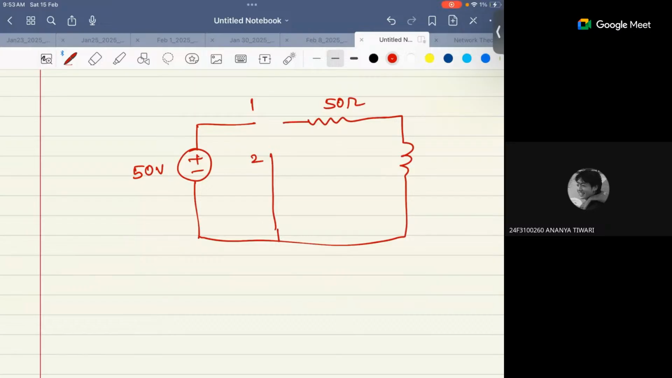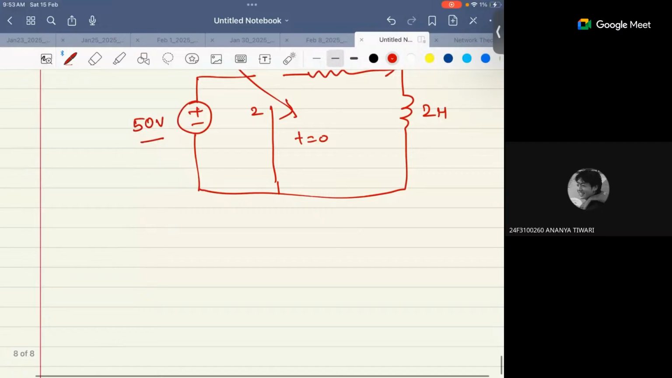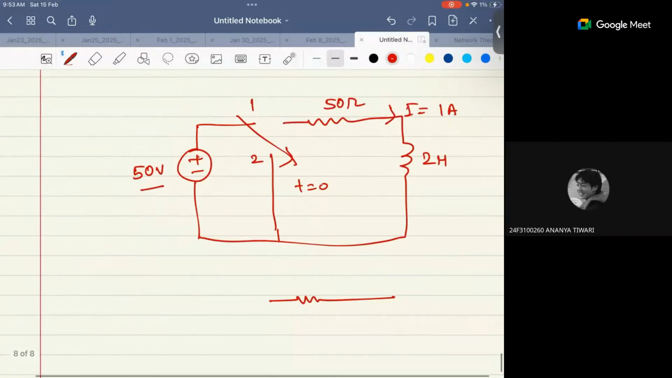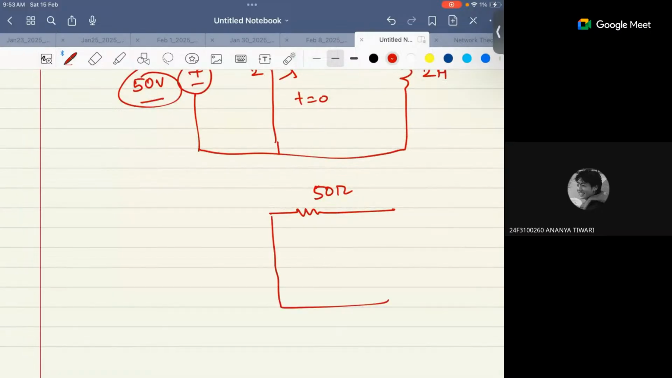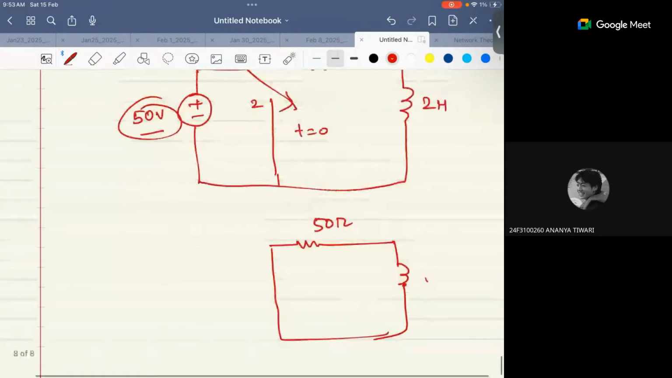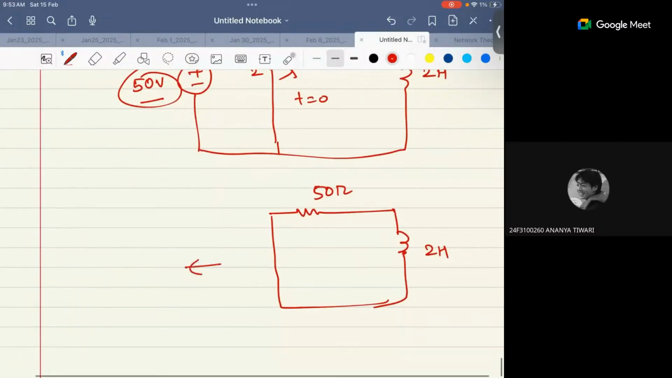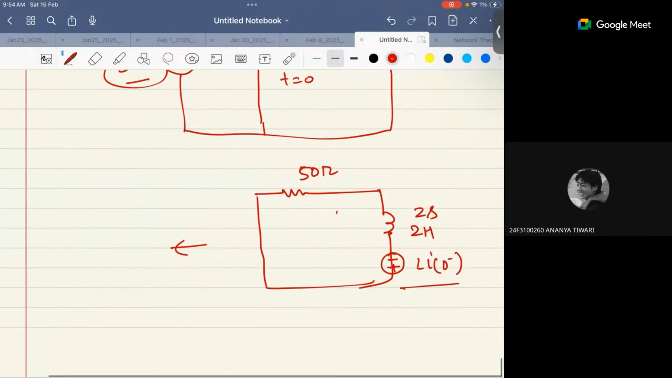So at t equals to 0, this switch has been went here. So I again, you can calculate, I again will be 1 ampere because 50 volt, 50 ohm, right? And this is 2 Henry. So now at t equals to 0, what will happen? So first it charged, as it was connected to 50 volt, the inductor started charging, right? So 50 volt, and now at t equals to 0, what will happen? This will start discharge. Okay, so this is 2. Again, if you want to write it in the form of S domain, this will be 50, this will be 2s, and here you will be having L i of 0 minus. Correct?